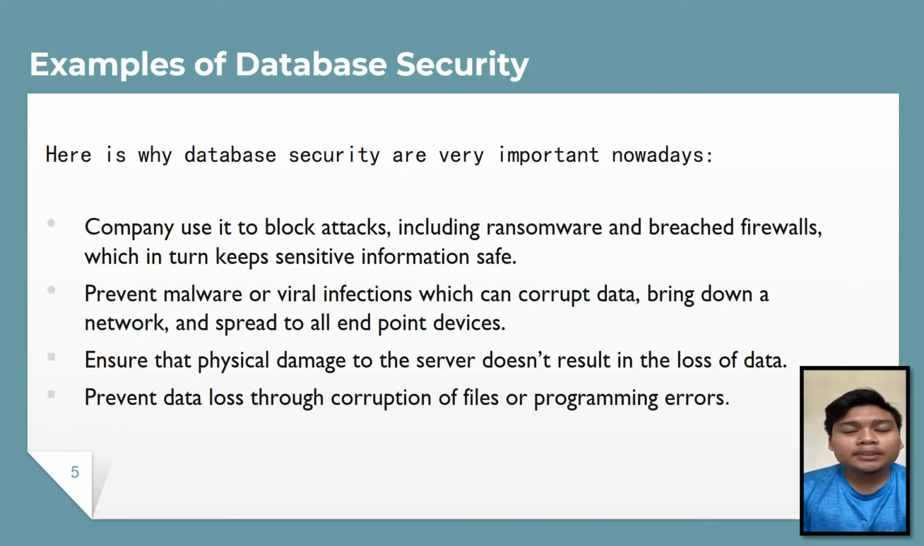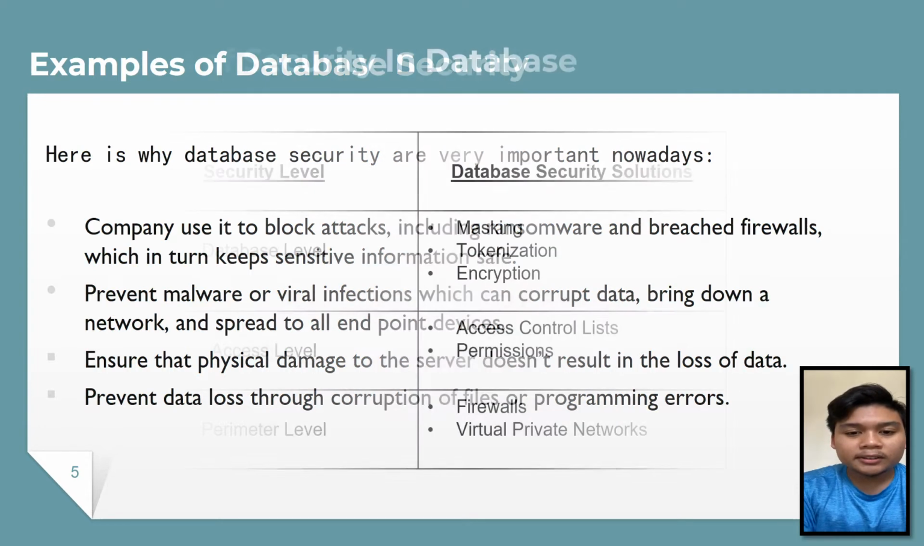Here are examples of why database security is important that we can see nowadays. First, companies use it to block attacks, including ransomware and firewall breaches, which in turn keeps sensitive information safe. It also prevents malware or viral infections which can corrupt the data, bring down a network, or spread to all endpoint devices. It also ensures that physical damage to the server doesn't result in the loss of data, and it prevents data loss through corruption of files or programming errors.